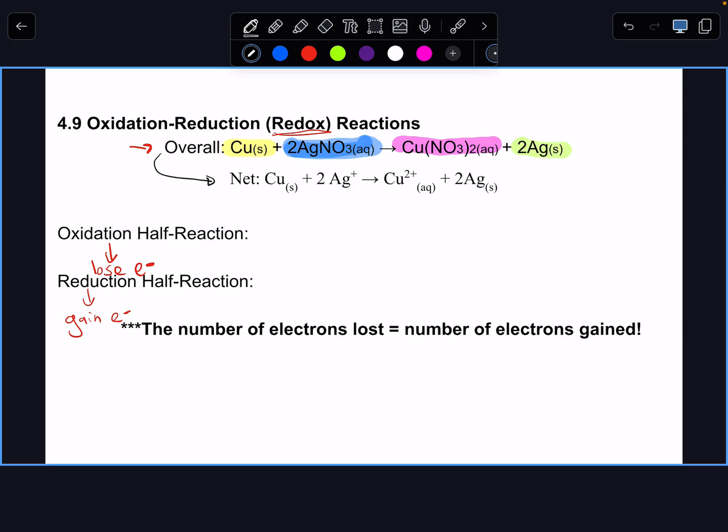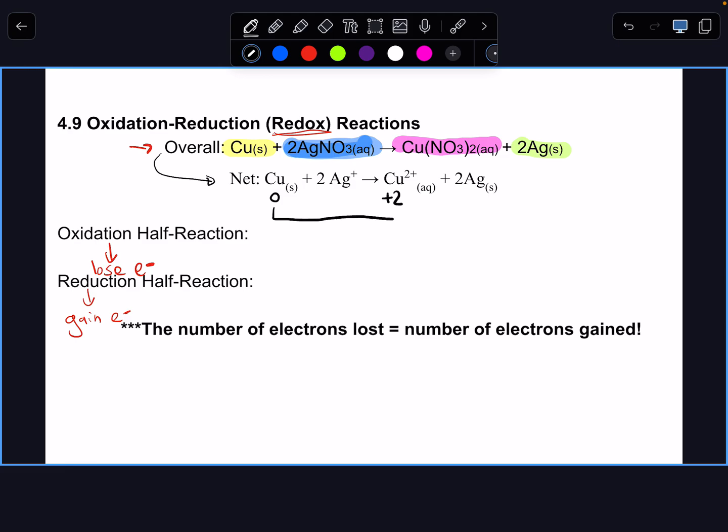So the simple way to identify what's being oxidized and what's being reduced, which is the goal of today, is to track how the charge is changing because electrons influence the charge of a substance. So copper right here, everybody, is 0 because it's a solid compound, right? A solid compound has no charge, okay? Notice on the other side of the arrow now, though, copper has become aqueous and now has a positive 2 charge.